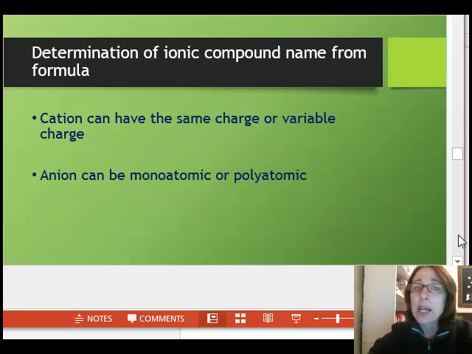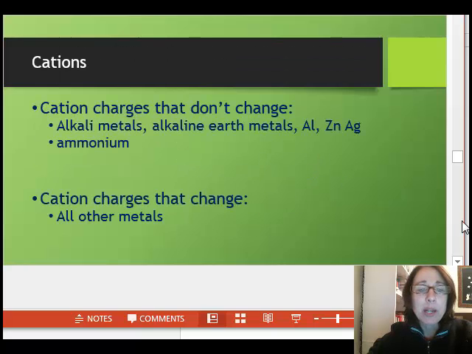As we remember cation and anion names from the first part of this chapter, let's remember that the name of a cation depends on whether it has a constant or variable charge, and the name of an anion depends on whether it's monoatomic or polyatomic. As a reminder, the cations with a constant charge are formed from the alkali metals, alkaline earth metals, aluminum, zinc, and silver, as well as the polyatomic ion ammonium. All other metal cations we will consider to have a variable charge.